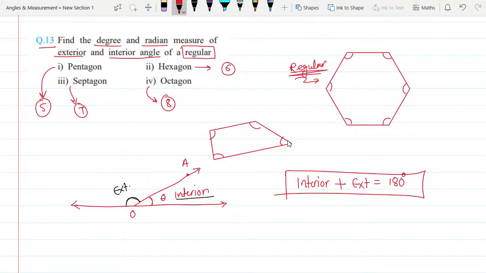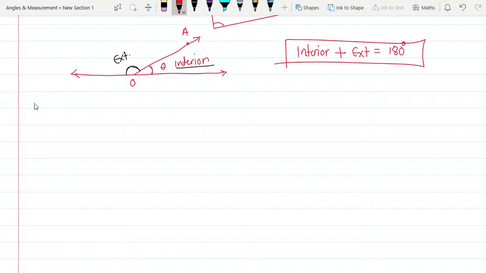Now let's come back to the question. Having understood interior, exterior and the regular polygon, let's understand the question. The question is saying, find the degree and radian measure of the exterior and interior angle of the regular polygons. Let's take the example of a hexagon. The same example we will take. So let me draw the hexagon.